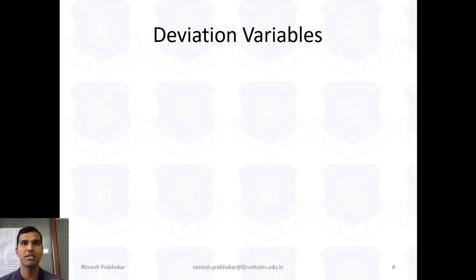Now we discuss the deviation variable. In chapter number 1, we discussed different types of variables: inputs, outputs, and other variables. Now another variable comes, the deviation variable. What is a deviation variable and what is the use of the deviation variable? This is the first question that comes to your mind.